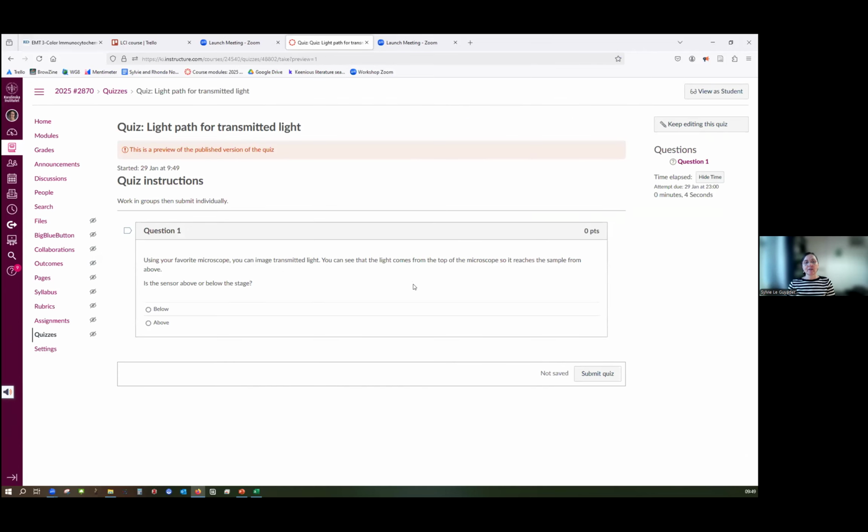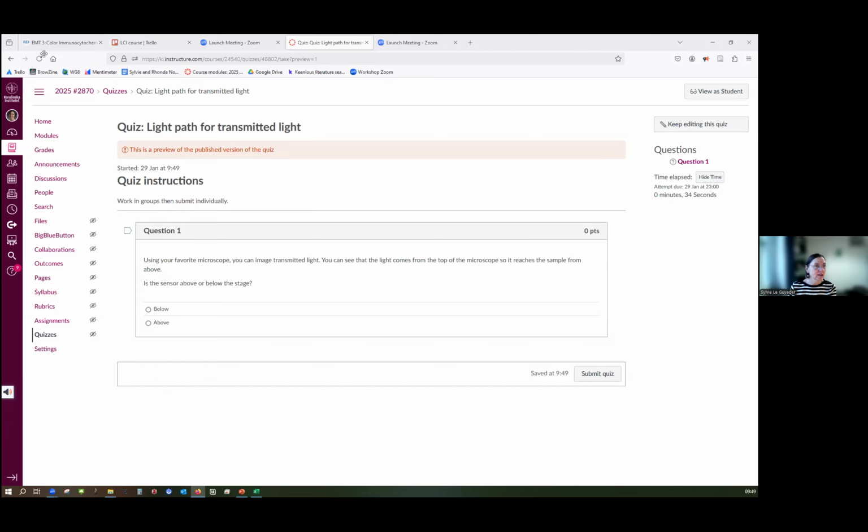So using your favorite microscope, you can image transmitted light. And you can see that the light comes from the top of the microscope, so it reaches the sample from above. Where is the sensor? It should be from below. Below. So someone says below. Anybody else?